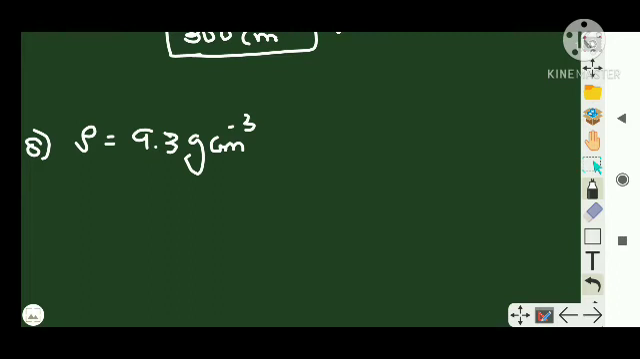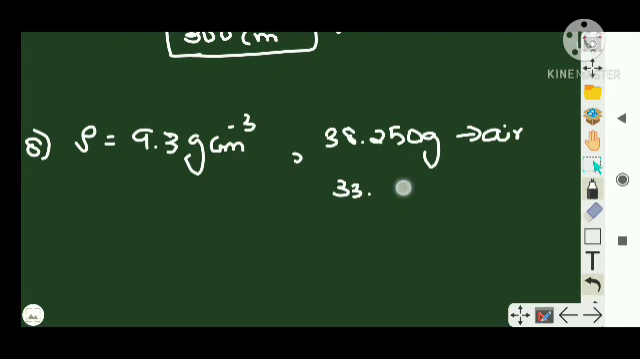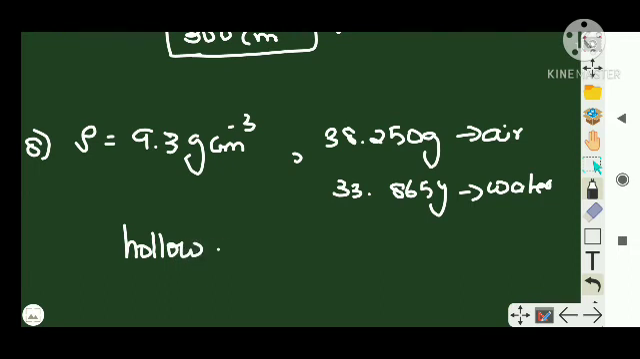Now, it weighs 38.250 gram in air, and it weighs 33.865 grams in water. So it is losing some weight in water, right? You're asked what is the volume of the hollow portion of the cube. I believe we have done this type of question, right? You're asked what is the hollow portion's volume.